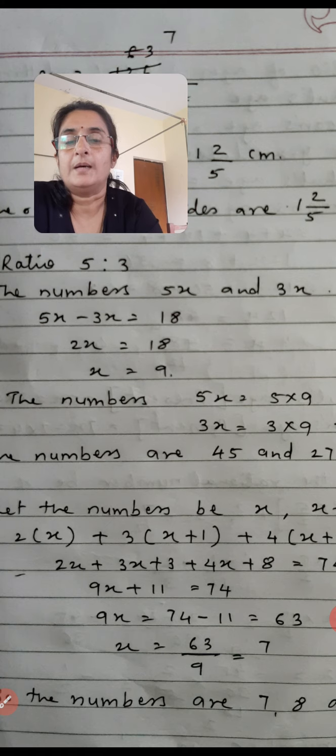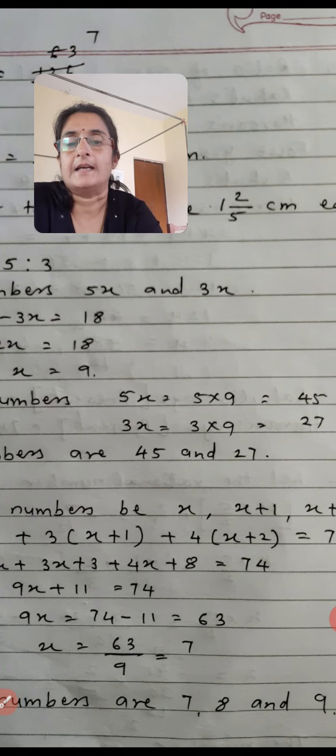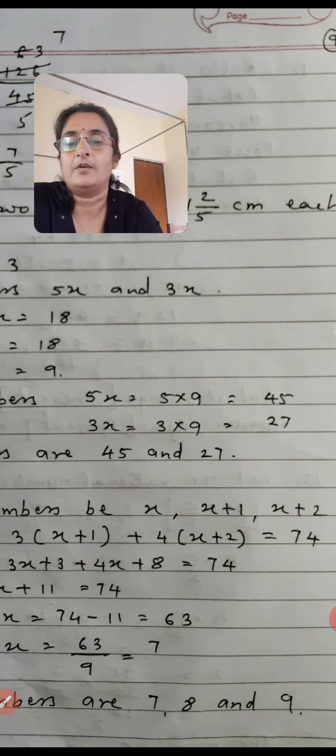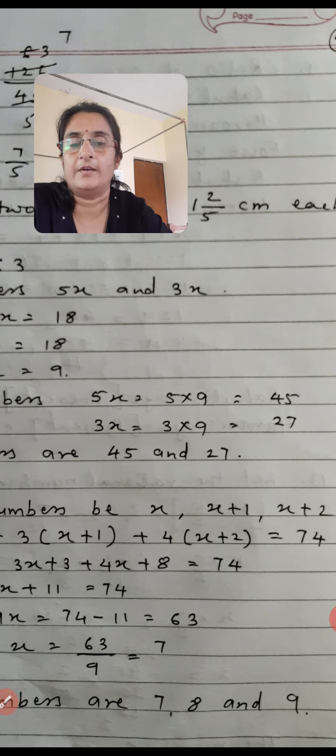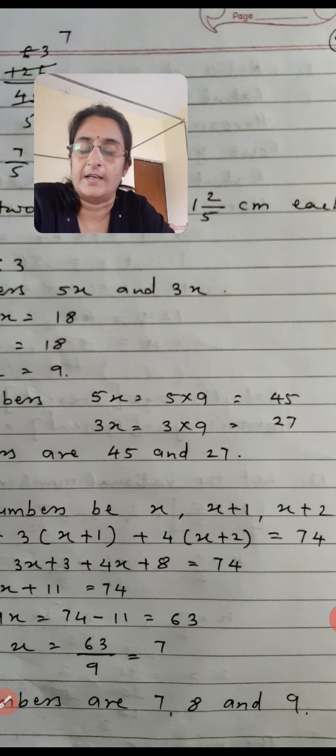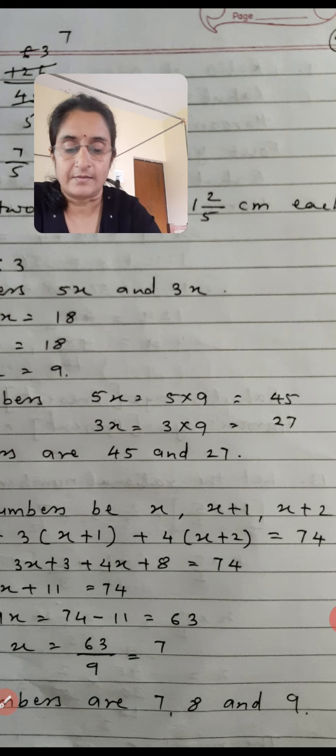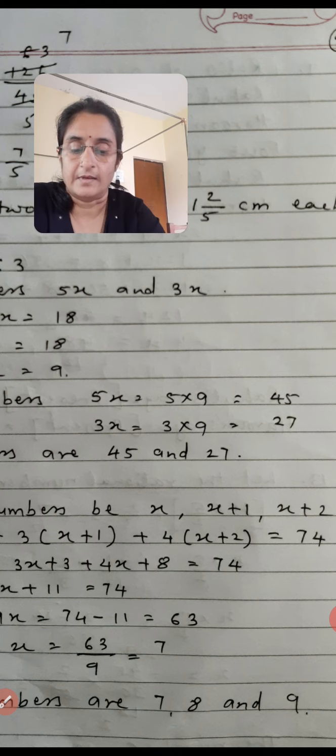Now the numbers are 5x and 3x. Now we have to multiply to find out the first number. 5x is 5 into 9, that is 45. The next number is 3x, that is 3 into 9, that gives us 27. So these two numbers are 45 and 27. Fine. Go to the next one, that is the eighth one.